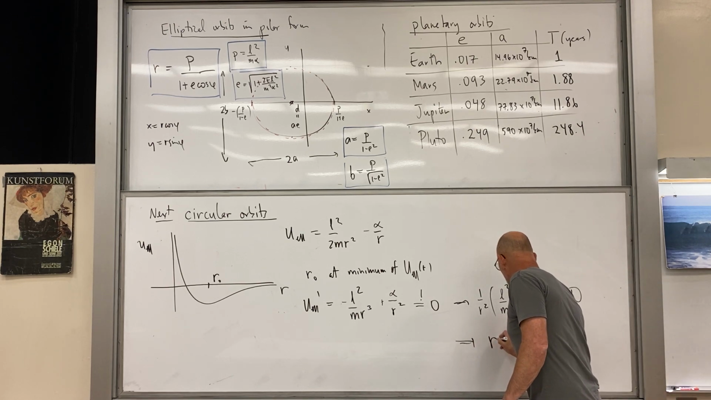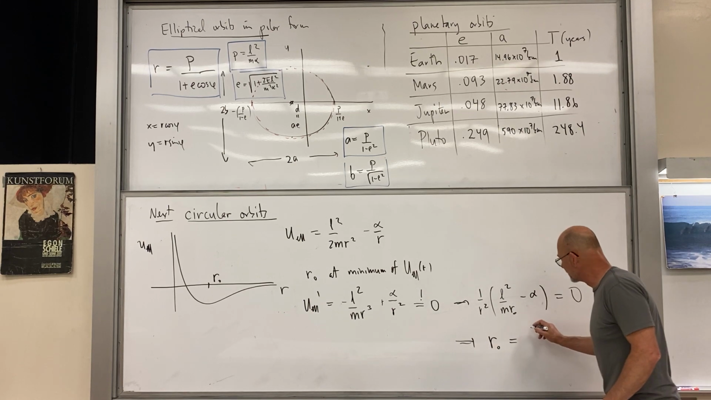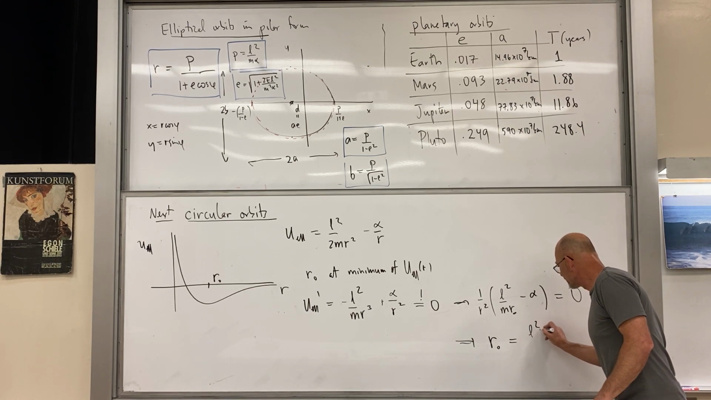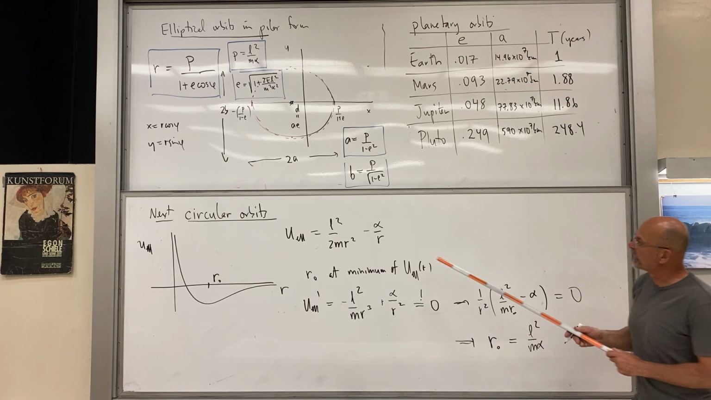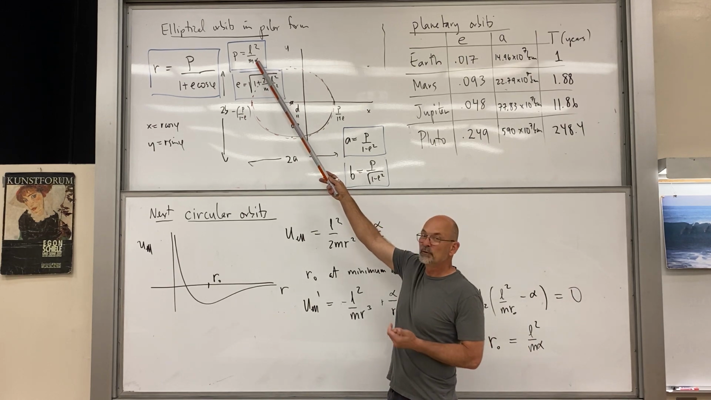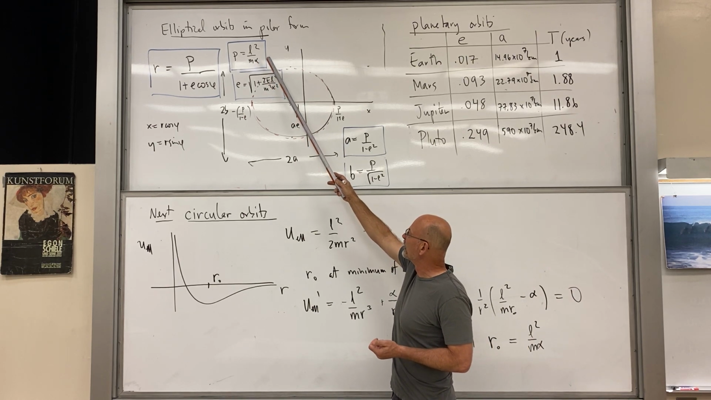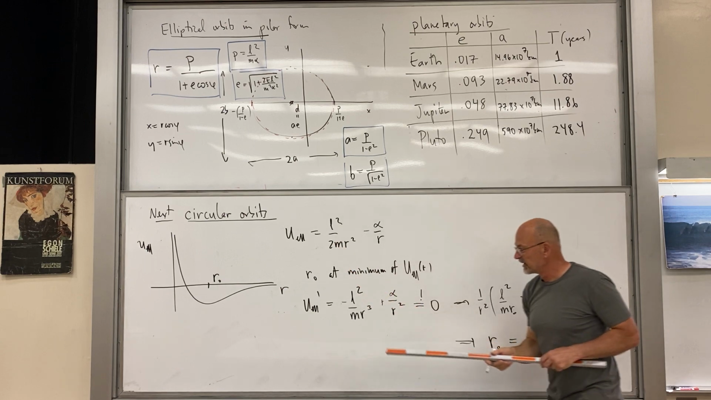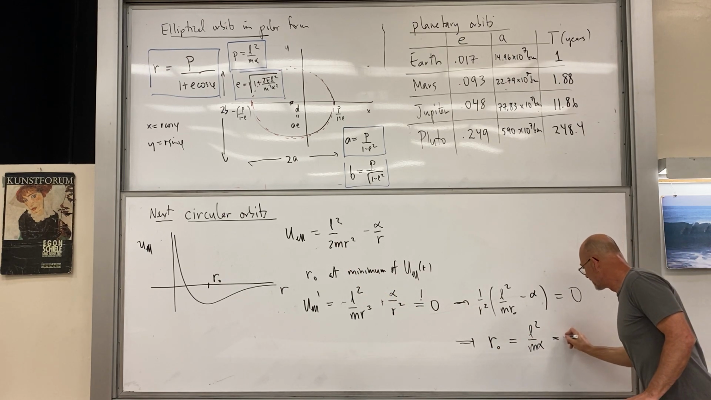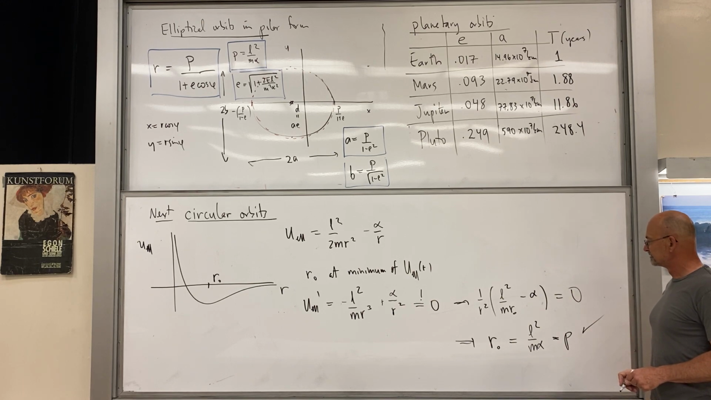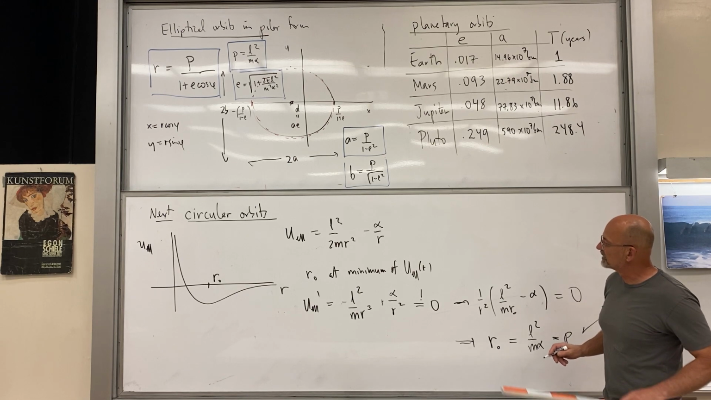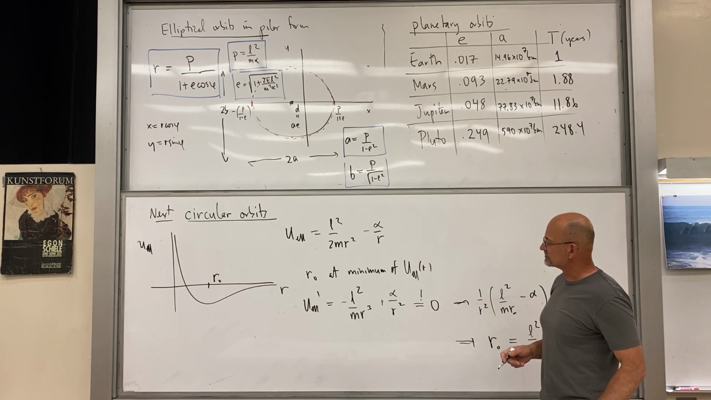Therefore, r0 is equal to L squared over m alpha. Well, of course, that is just p. So we get the circular orbit right out of the equation, r equals p. So good, r0 at the minimum.